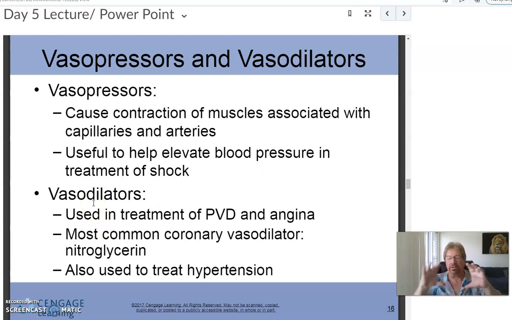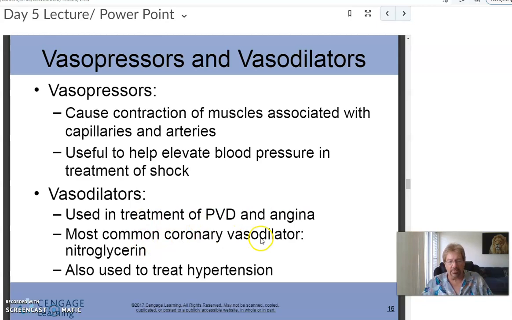Vasodilators dilate the blood vessels. Used in treatment of peripheral vascular disease, that's what this is, and angina. Angina, or angina, it's pronounced both ways, is where there's chest pain on exertion because the cardiac muscle is not getting enough oxygen. Why? Probably the coronary arteries that feed it are clogged up.